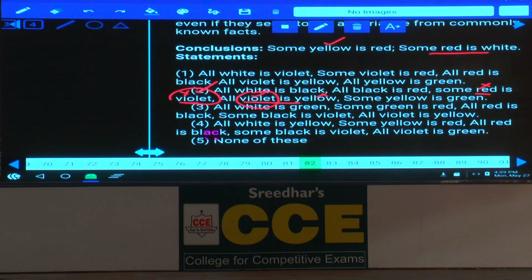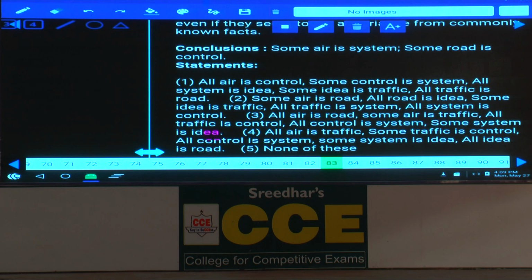Is that done? Now this is about question number 82. Then 83. Now some air is system, some road is control. Air, system, road, control. Air is control. If you check here, the middle term control is not distributed, hence the first choice is ruled out.